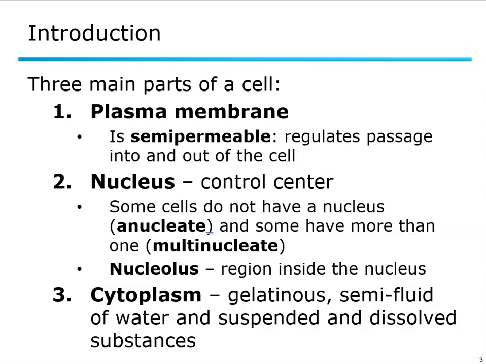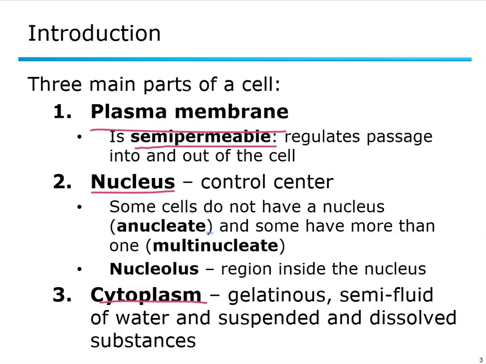three specific parts. They're going to be the plasma membrane, the nucleus and the cytoplasm. Then again, every single cell in our body, every composite cell, is going to have three parts: the plasma membrane, the nucleus, and the cytoplasm. Then the plasma membrane, the main feature is going to be the semi-permeability. That is going to be selectively permeable, because they are able to regulate the passage into and out of the cell.